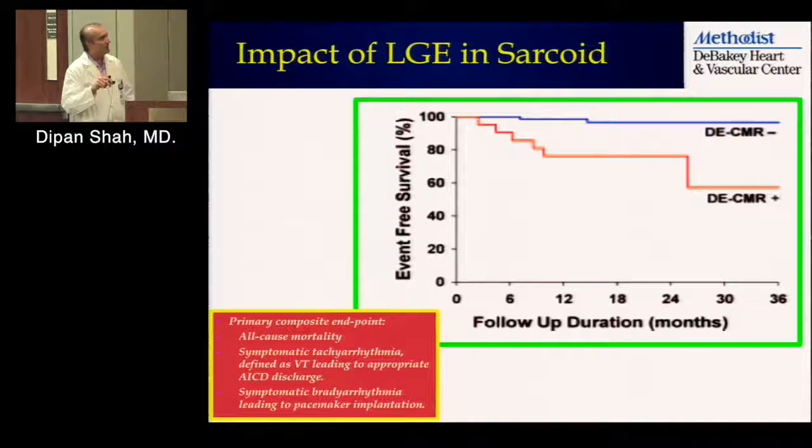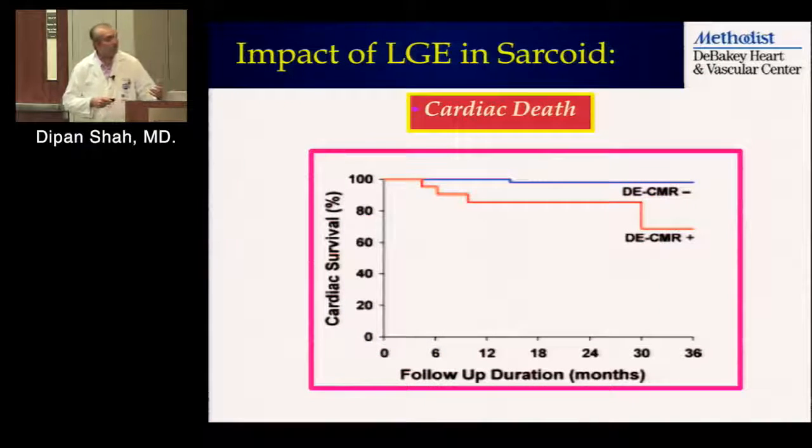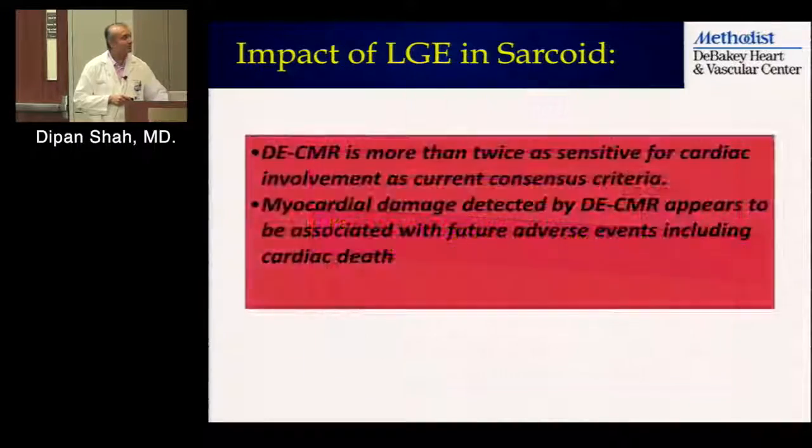And again, this was looking at a composite endpoint of mortality, symptomatic tachyarrhythmias, or symptomatic bradyarrhythmias requiring therapy. And it also demonstrated, purely from the standpoint of cardiac death, a significant difference between those with CMR evidence of involvement in the myocardium versus those without.